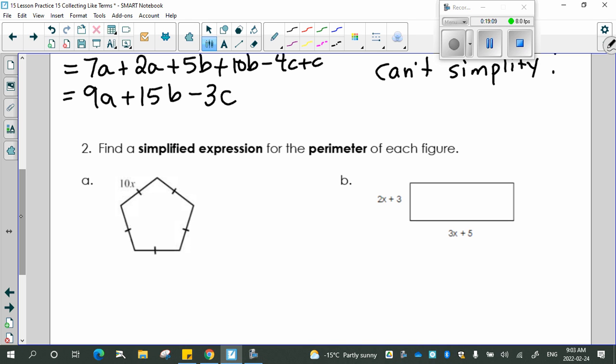And does anyone know what these little tick marks mean if you see them on a shape? Molly? They're all the same. So that means these are all 10x.